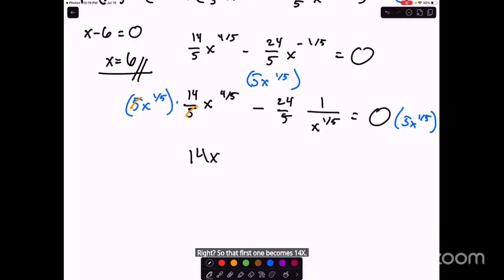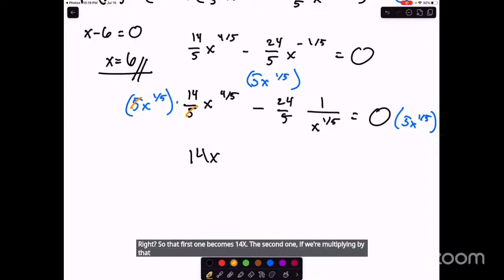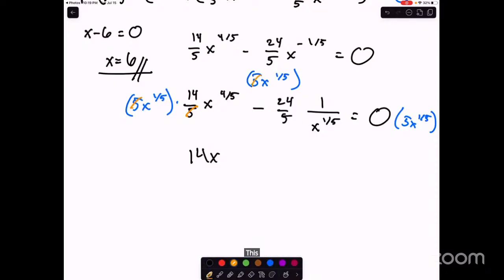The second one, if we're multiplying by that, this cancels that, this cancels that. Looks like it's a minus 24 equals 0. Okay, well, add 24 and divide. X equals 12 over 7.